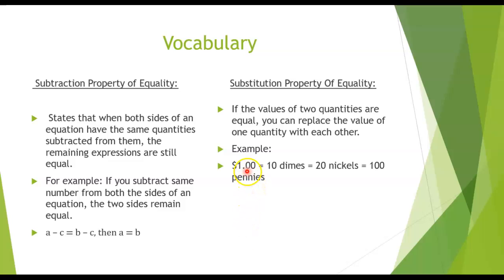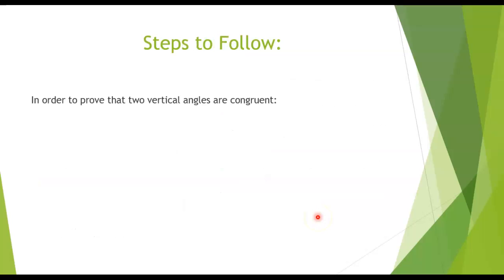So when you have $1, you can have 10 dimes, which is equivalent to 20 nickels, which is equivalent to 100 pennies. When you have $20, you can have one $20 bill, two $10 bills, or four $5 bills, which is equivalent to 20 $1 bills. So the combinations that you can make are infinite, but that gives you an idea of what that property means.